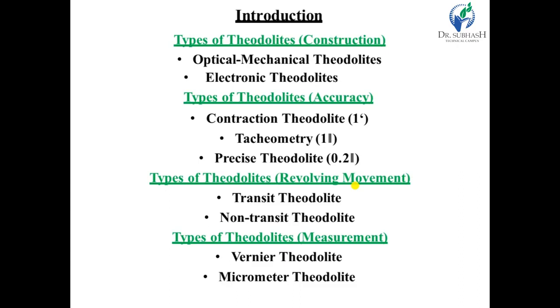Next, based on measurement, we classify the theodolite on two parameters. First one is the vernier theodolite and second is the micrometer theodolite. On the graduated disc, the vernier theodolite has a vernier scale, and in the micrometer theodolite, the graduated measuring disc is read with a micrometer.